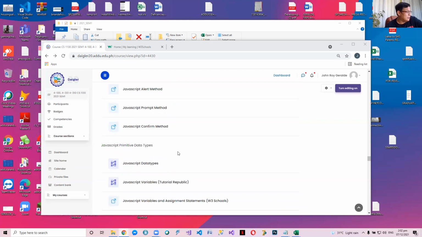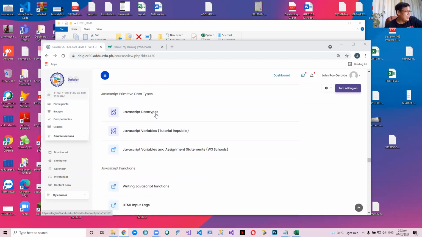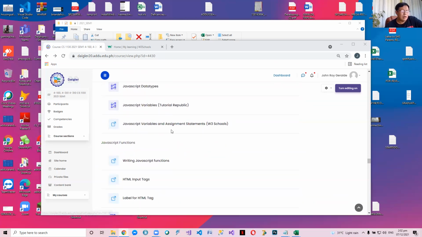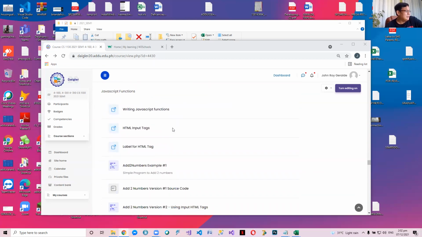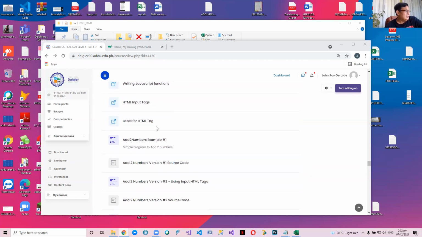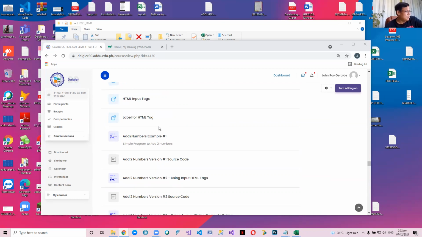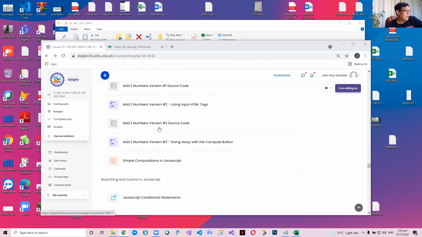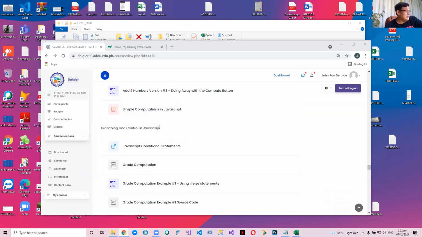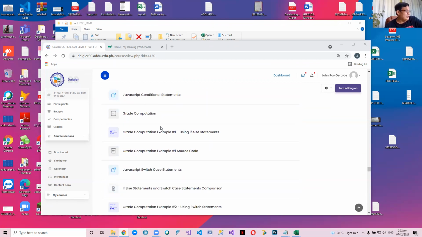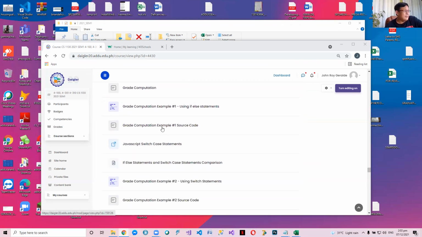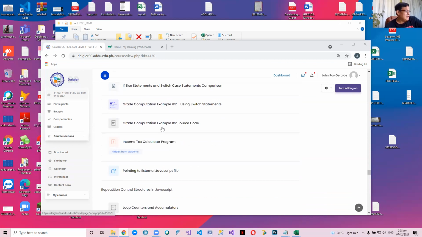So sa programming ng JavaScript, we will discuss the methods, no? Alert, prompt, and confirm, the different JavaScript data types, variables, and how to declare assignment statements. And then we will write JavaScript functions. No? They're very close to C++ anyway. Halos pareha lang. So we will demonstrate adding of numbers. Okay. And then we will have grade computation for if then else. No?